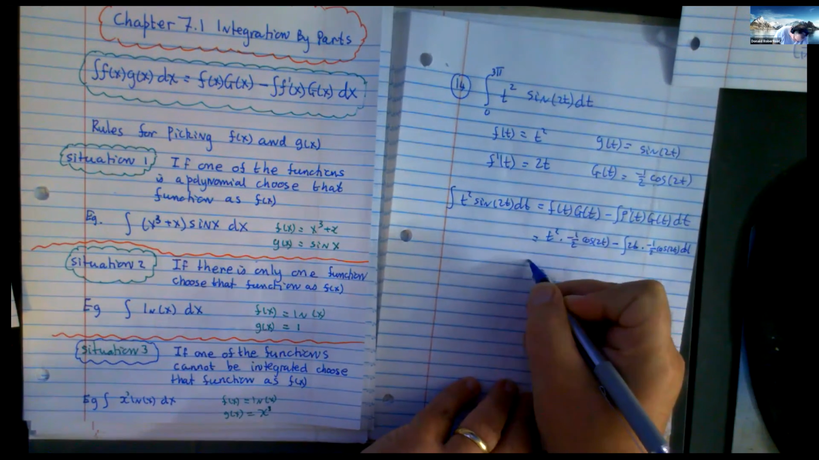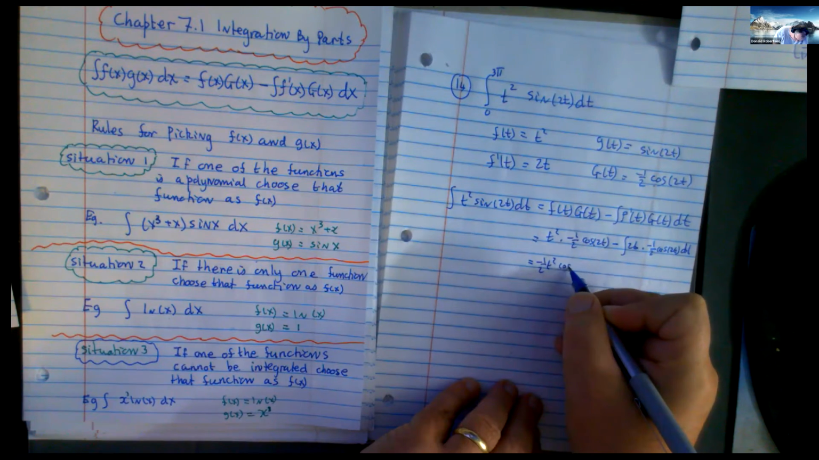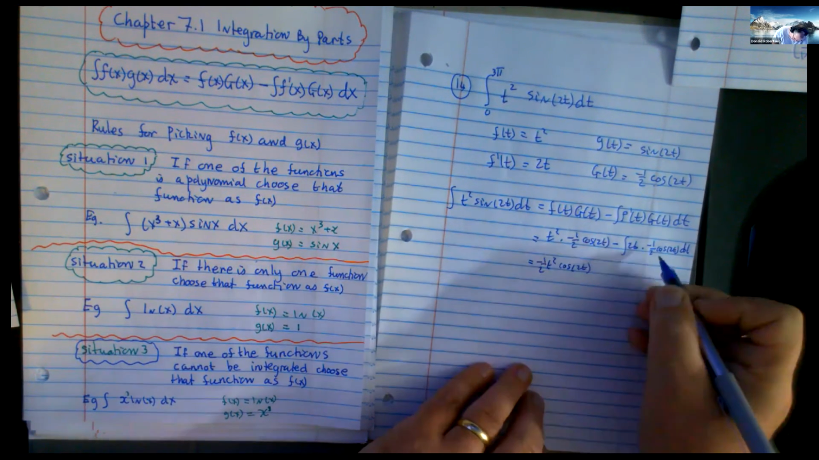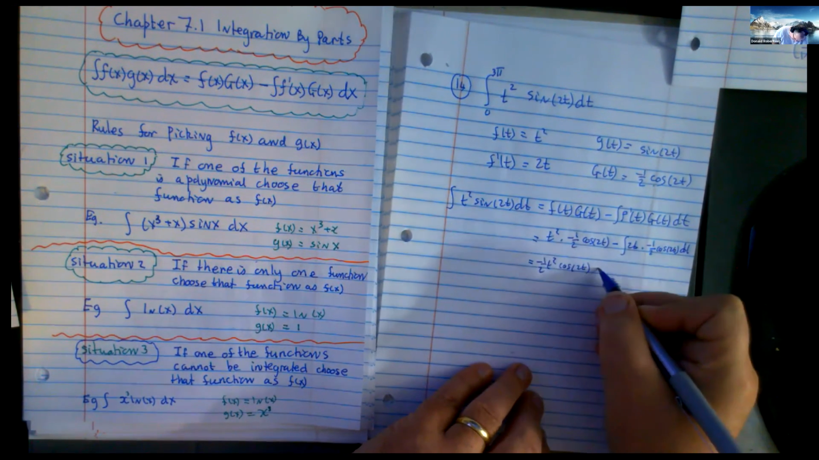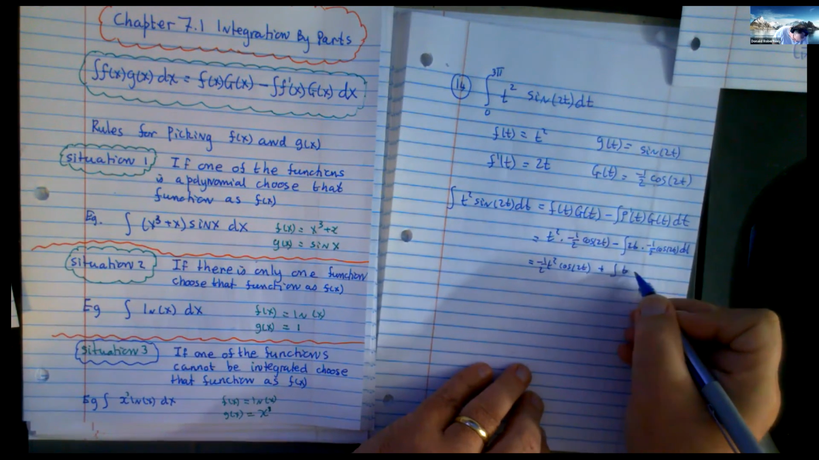Make this a little bit prettier. It's -1/2 t squared cosine of 2t. That's negative, so is that. So it's a plus, that's 2, that's a half, they cancel out. So I'm left with this fella.